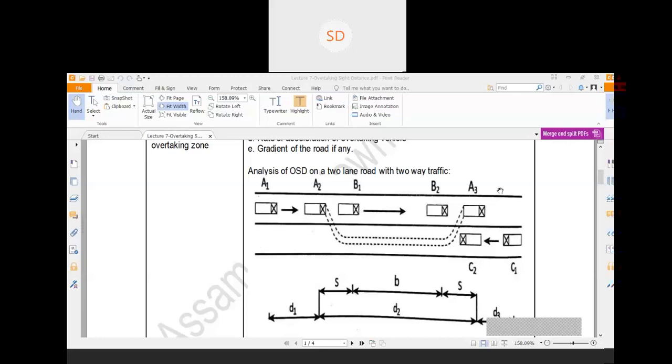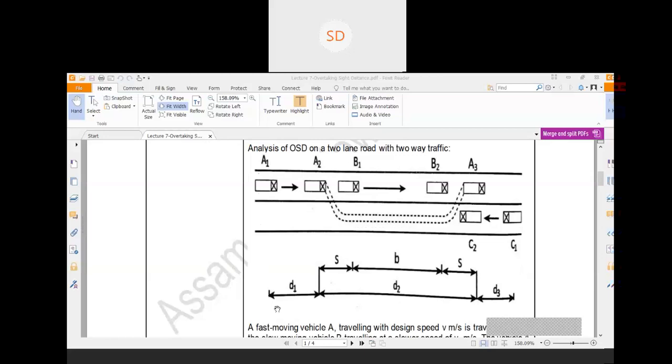Now if we analyze the distance, first distance is d1. So d1 is basically the distance traveled by vehicle A from A1 to A2 with a reduced speed of vb meter per second within your reaction time. So here reaction time is taken as 2 seconds. So the total distance d1 would be vb into 2.